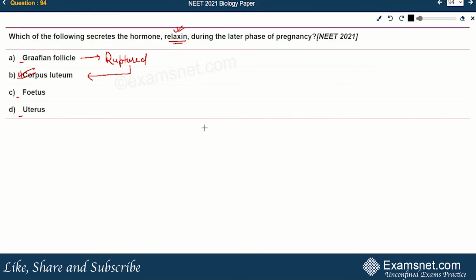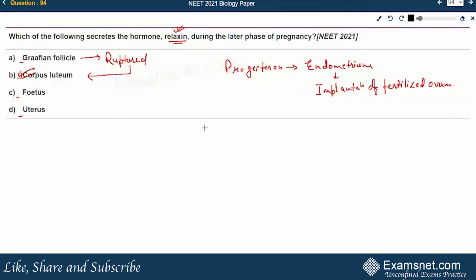Okay, other than that, this corpus luteum also secretes large amount of progesterone during the earlier phase, okay, which is essential for the maintenance of endometrium. Okay, why is it required to maintain this endometrium? Because this endometrium will help in implantation of the fertilized ovum. So now we know that corpus luteum is essential for the pregnancy.